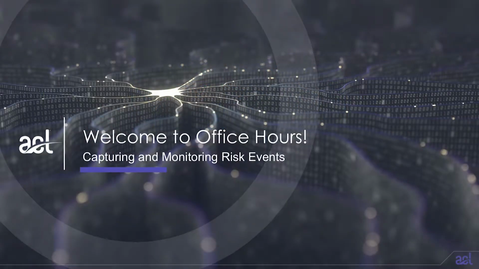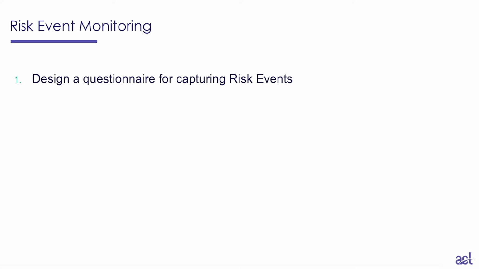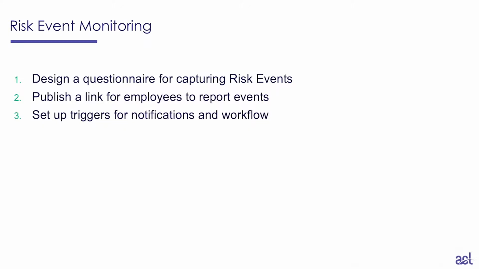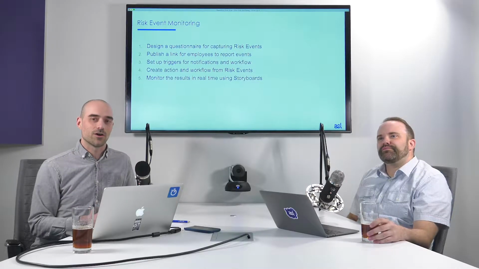So today in our episode of Office Hours, we're going to show you how using ACL software you can capture, monitor these events, and turn them into actionable workflow, essentially. So in today's episode, going to show you how you can design a questionnaire or a form for capturing these events as they happen, how you can take that form, turn it into just a link that you can put on your internal intranet or some internal website so that employees can easily access it in order to report and submit these events, how you can set up triggers for notification, then how you can create action and workflow from these risk events to make sure, again, that somebody's actually following up and doing something about it. And lastly, how you can monitor the results in real time using a feature that we call Storyboards.